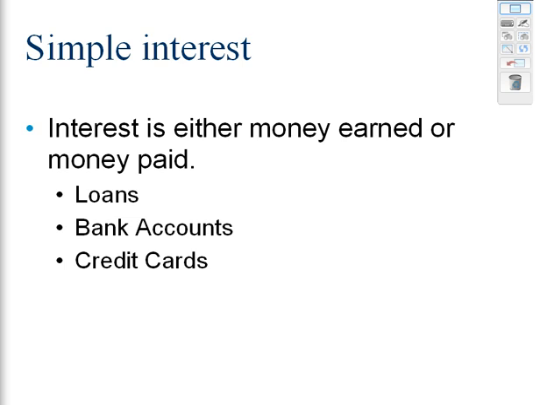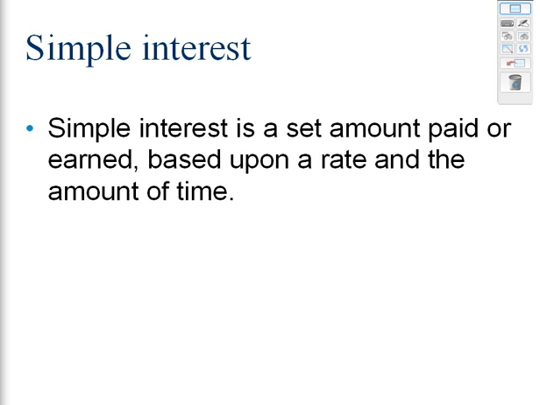It's earned if you're talking about a savings account or some kind of bank account, stock market, whatever it is. It's money paid if you're talking about a loan. You pay interest if you get a loan for a car or your mortgage for your house, or any credit cards you have, then interest is paid. Simple interest is a set amount paid or earned based upon a rate and the amount of time.